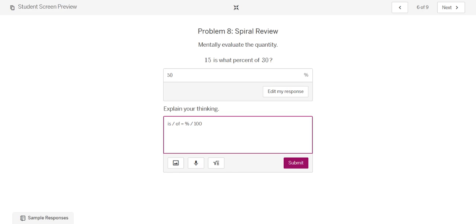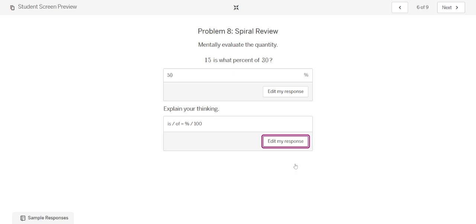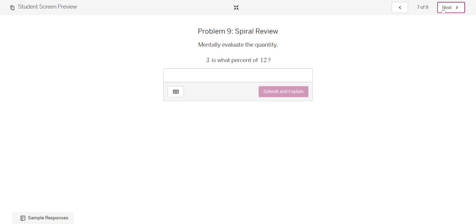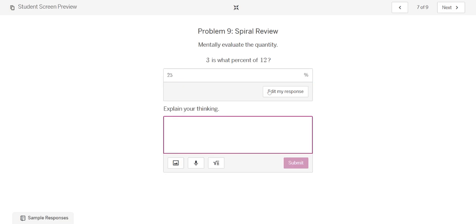The is was 15 over 30, and then I look for a side-to-side number. I really wish I could show it worked out, but it's not letting me do that here. But 15 is half of 30. That's 50%. 3 is 1/4 of that, so it's 25%. I did is over of, but let's do it. It would be 3 over 12 equals 1/4, and then I multiplied by 25 over 25 to get that is 25%.